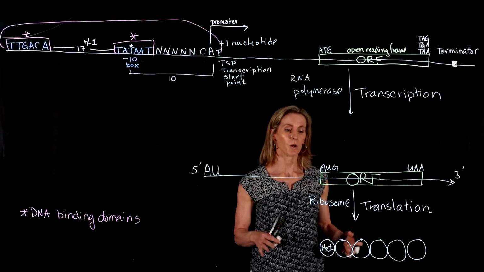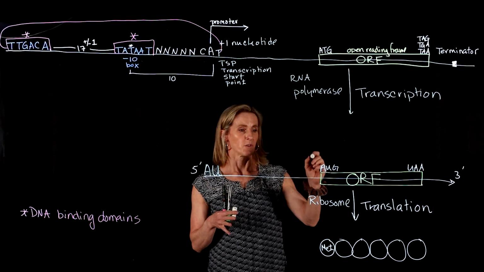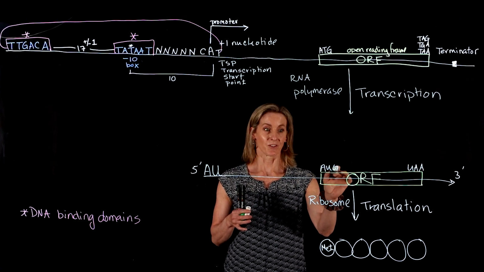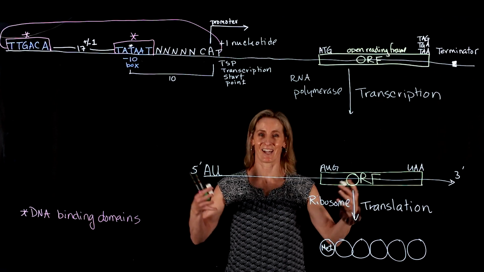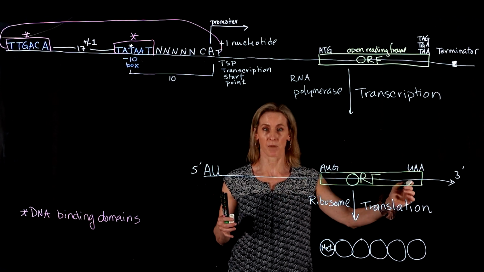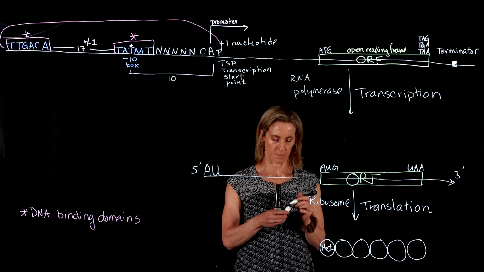So how does the ribosome know to start translation at this particular AUG? So this is 3 of the 4 nucleotides that are found in nucleic acids. You can imagine that there are many AUG sequences across this mRNA molecule.